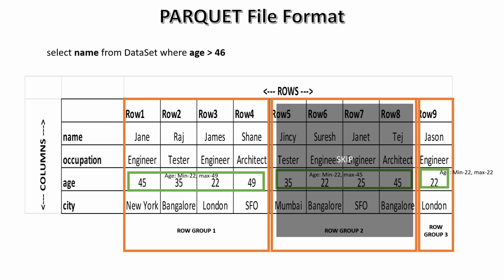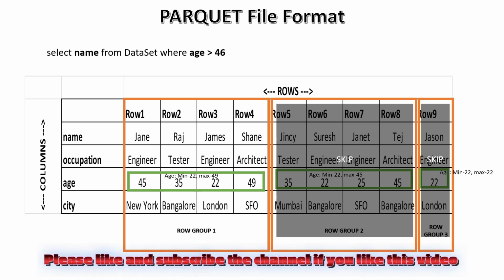Next is row group 3. Their min-max value is 22. It simply skips that row group as well. So it need not parse all the data in that file. Depending on the metadata available, it can skip some of the row groups and the querying will be faster. That's the benefit of using a Parquet file. In the next video, we will see how to read and write Parquet file using Java.